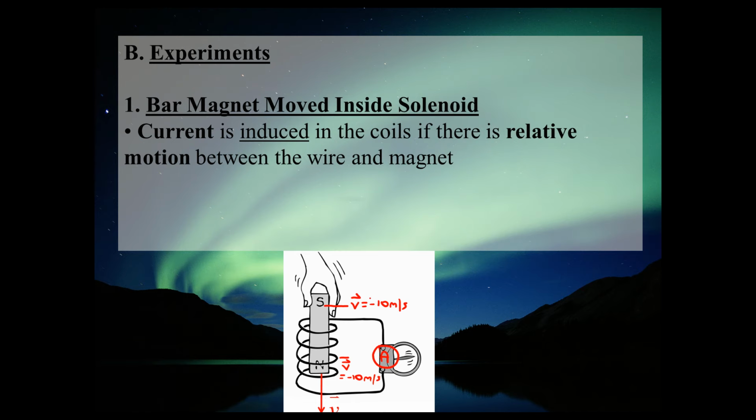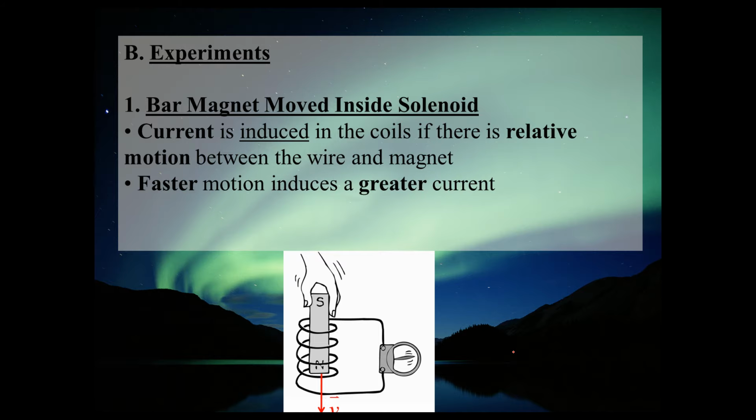But in this case, because they're moving at the same velocity in the same direction, there's no relative motion. So if you move the solenoid and the bar magnet as a unit, there's no relative motion between them. And in that case, you would not induce any current. So there must be relative motion to induce current.